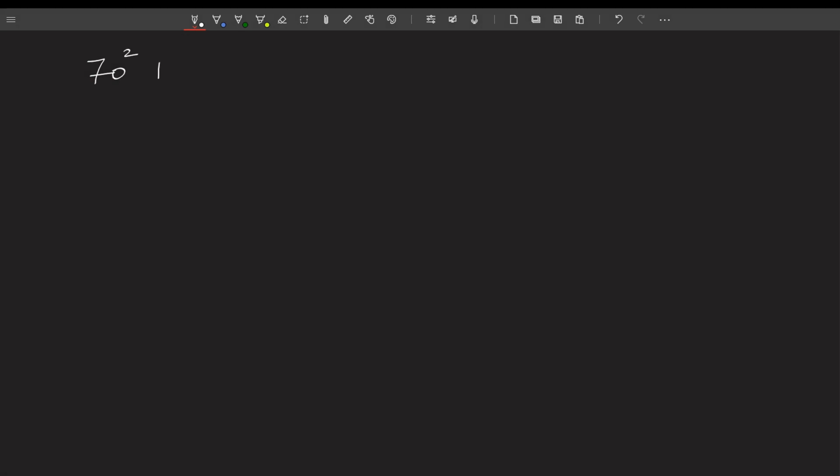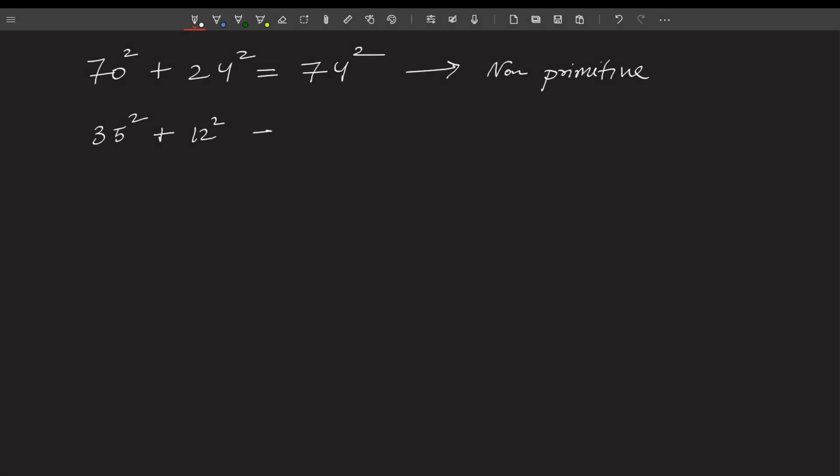So we obtained our first solution as 70 squared plus 24 squared equal to 74 squared. If you observe carefully, each of these numbers, 70, 24 and 74, is even and they are all divisible by 2. Therefore, this is a non-primitive triplet. In order to get the original triplet, we can divide each of them by 2 to get 35 squared plus 12 squared equal to 37 squared. So this particular triplet, which is derived from 35, 12 and 37, is our non-primitive triplet.